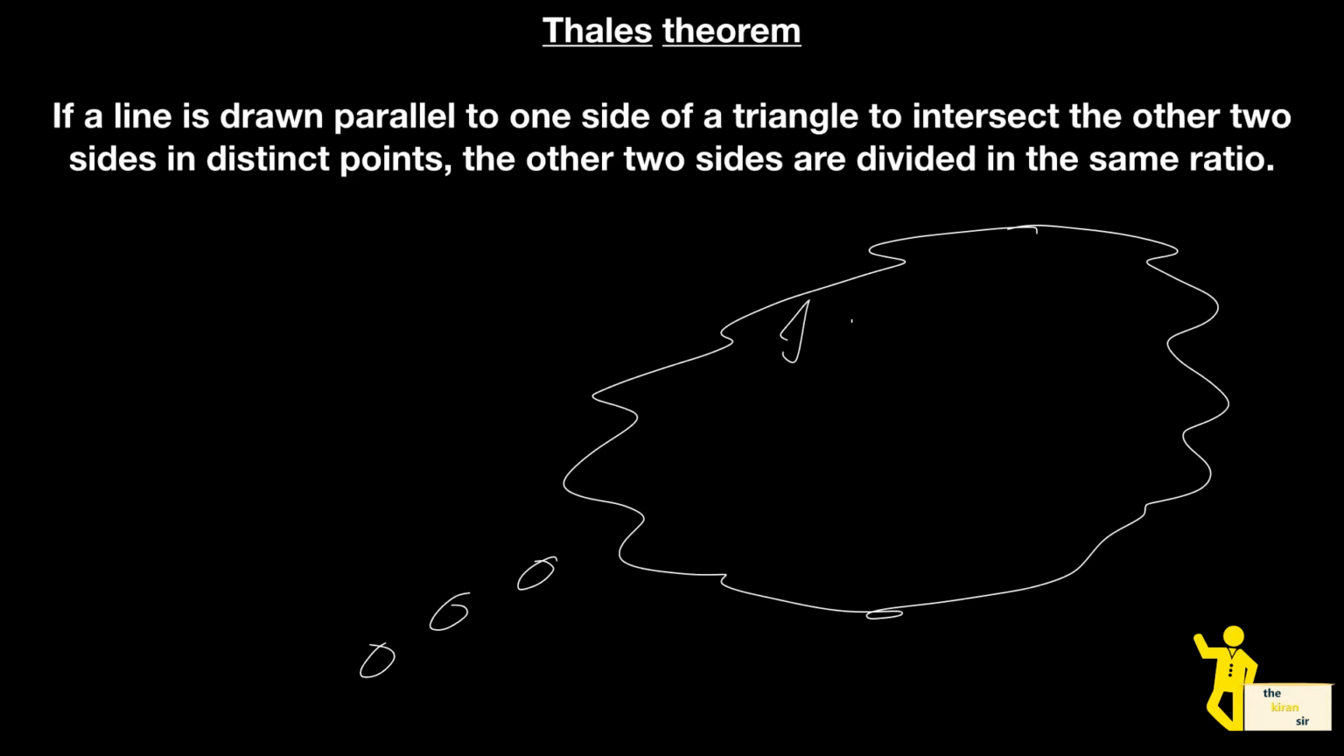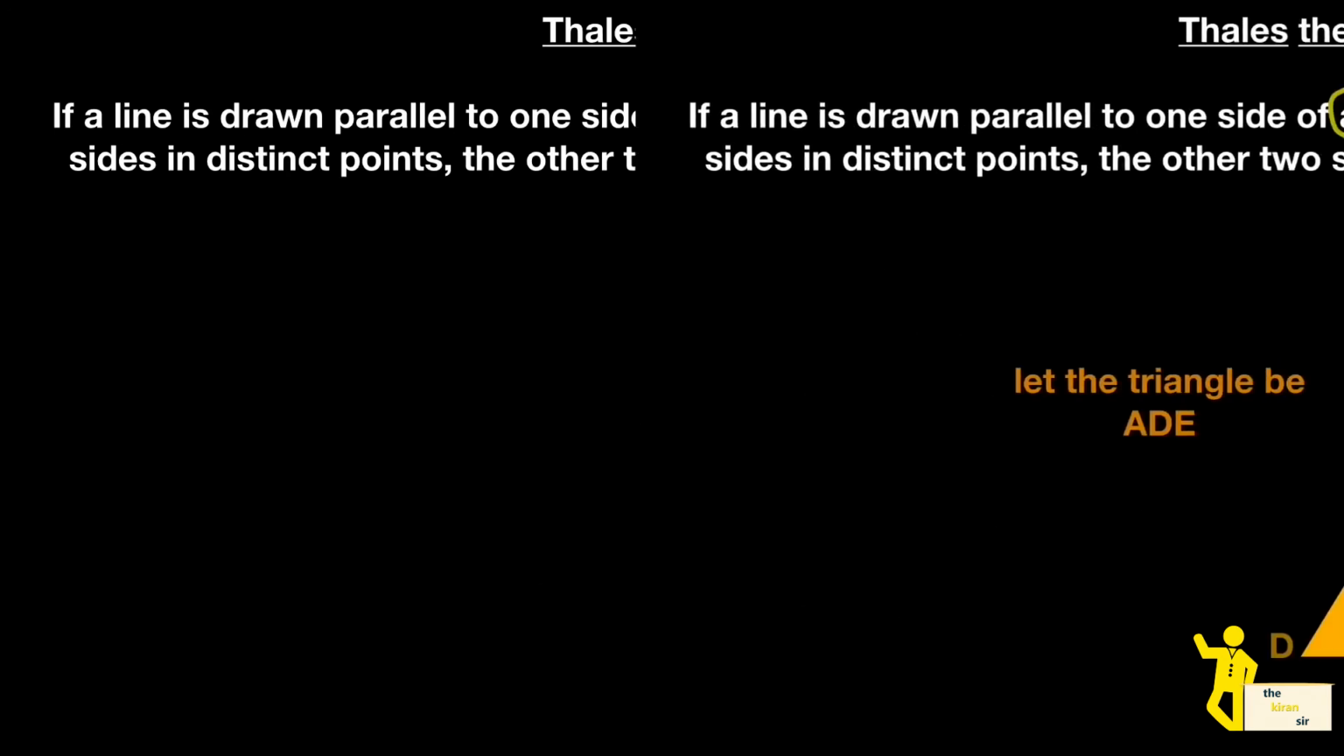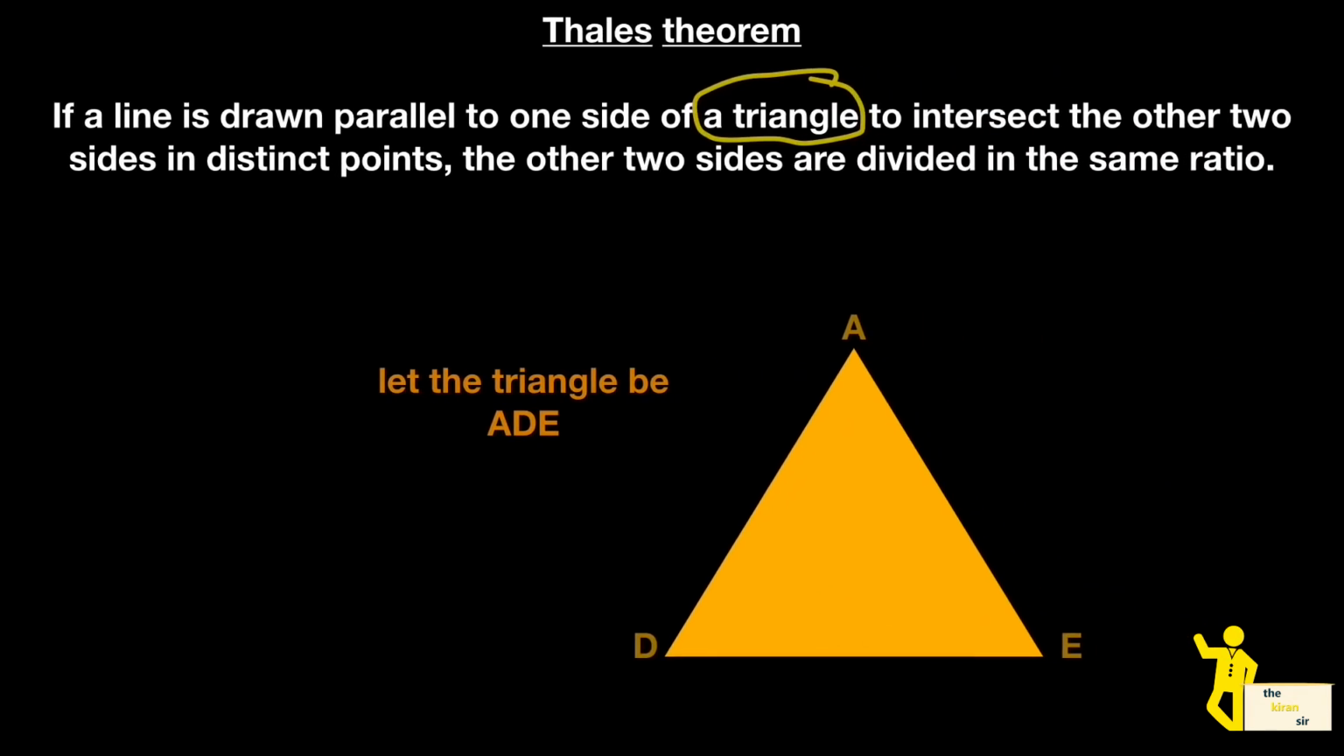I know that you don't understand anything by reading the statement, and that's why we are here to watch this video. So let us try to understand brick by brick what the statement says. A triangle, first of all, so let us assume a triangle ADE. Then they are saying that if a line is drawn parallel to one side of a triangle.